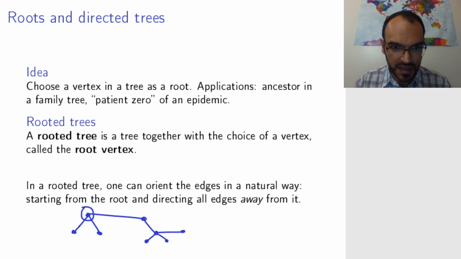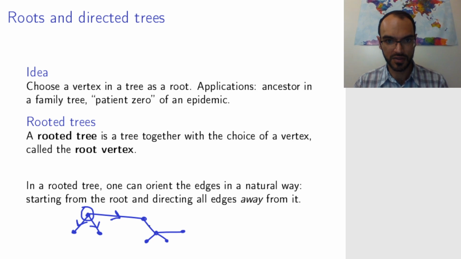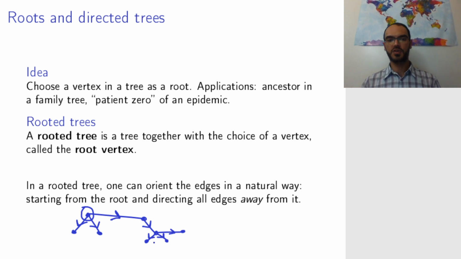Now I start from the root and I direct all my edges outwards, away from the root. Then I go to the next edge that doesn't have an arrow and I direct it also away from the root. And I keep going like that. So this is a very natural way of orienting the edges, and it gives me a directed tree with all the edges going out away from the root.